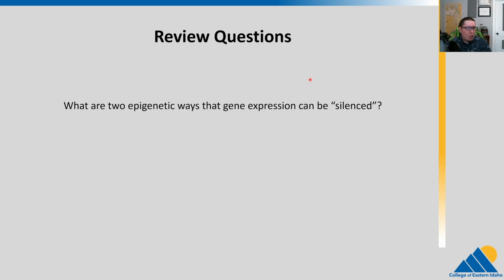All right, so we had two epigenetic ways gene expression can be silenced. What were those two? Go ahead and pause the video and think about that. Okay, luckily they're the same mark. We said histone methylation would cause heterochromatin, which would silence gene expression. And we also said methylation of the DNA in the promoter would silence gene expression as well. Very interesting field that we're still learning a lot about.